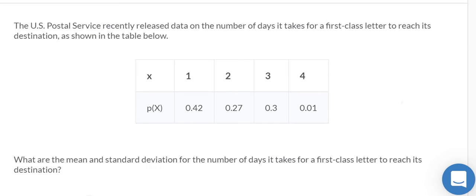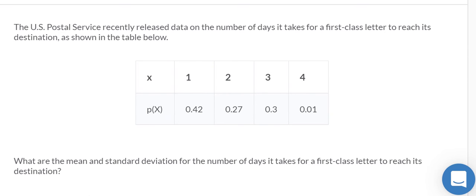Number 7, we are asked for the mean and the standard deviation for the number of days it takes for a first-class letter to reach its destination. Again, you can plug this data into your calculator, list 1, list 2, then stat, calculate, one variable statistics. Make sure you're pulling your data from L1 and L2 though.